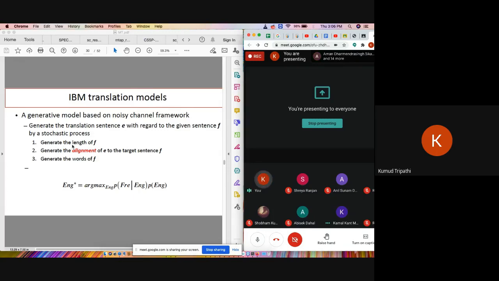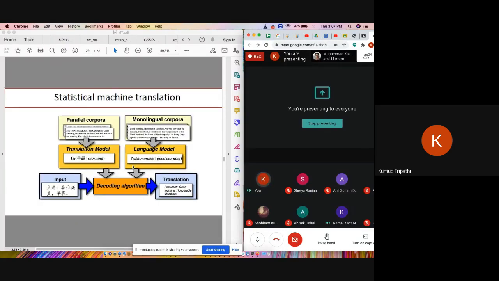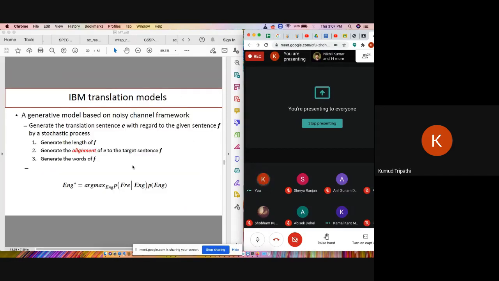First you need to have the length of F. Length of F means, for the foreign language sentence you have, you need to identify the length of F. Then you need to perform the alignment of E to the target sentence F. This is what we discussed here. I have told you that you need to identify the word alignment. So in the IBM translation model, they focused on generating the alignment of E to the target sentence F. Finally, generate the words of F. Finally, you need to generate the sentence in the foreign language. So these three are the main steps.